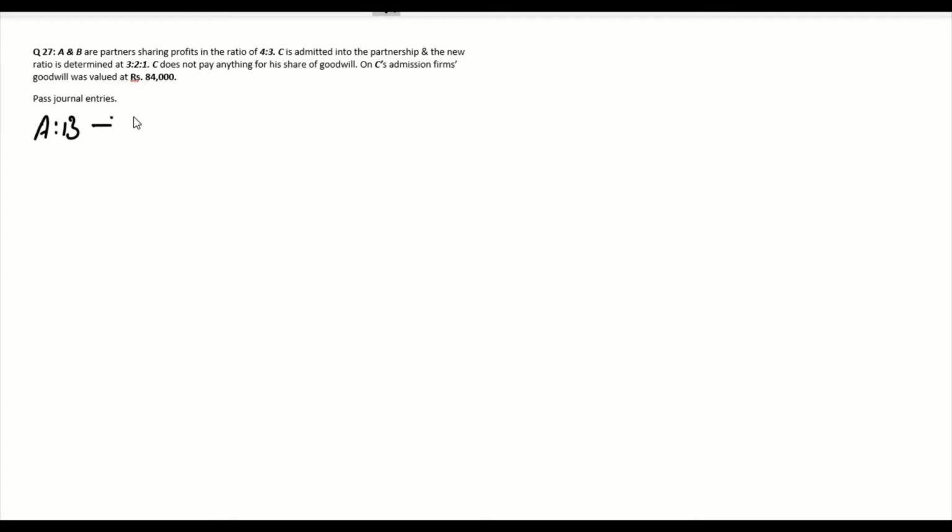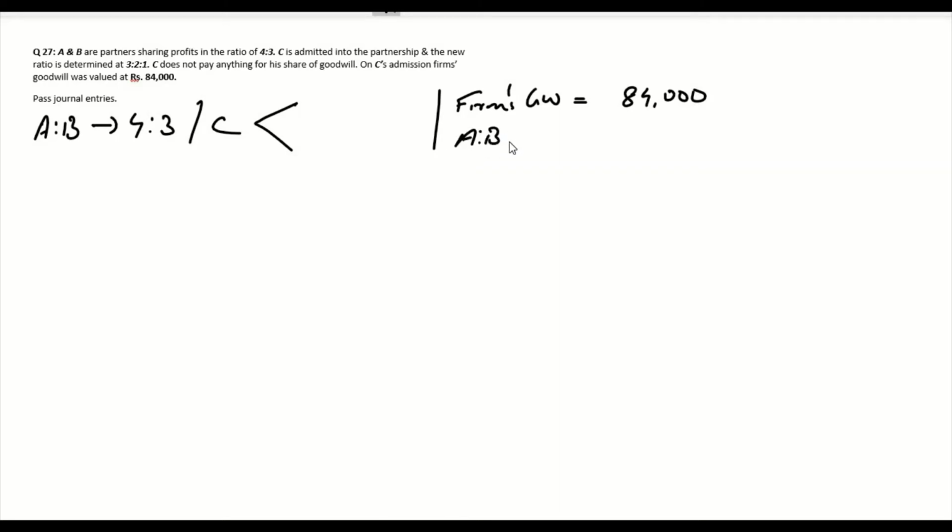Their profit sharing ratio is 4:3, and C is admitted as a new partner and we need to determine his share of goodwill, and the firm's goodwill is equal to 84,000. And we know the new profit sharing ratio between A, B and C is 3:2:1. First, we need to find the sacrificing ratio.